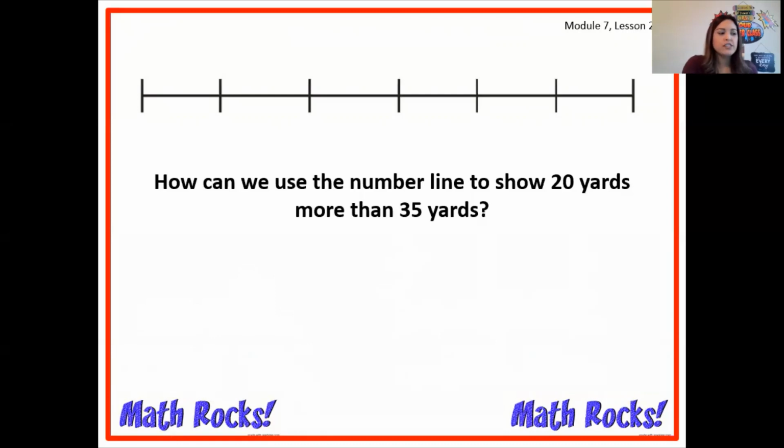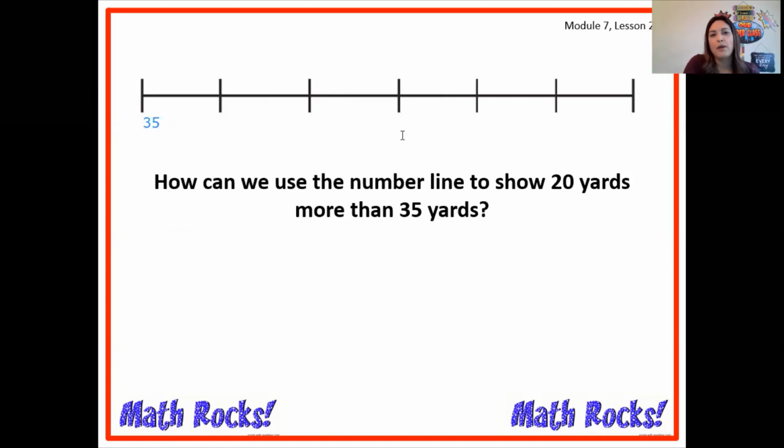Okay, so the first thing we can think of is, I want to show more than 35, right? So do you think I can have my starting point be 35? Yes, right? Because that's where I'm starting. I started at 35. And now I want to show 20 yards more than 35. So what I can do is, let's say for now that each unit has a length of 5 yards. So let's say that each one of these, each unit is 5 yards.